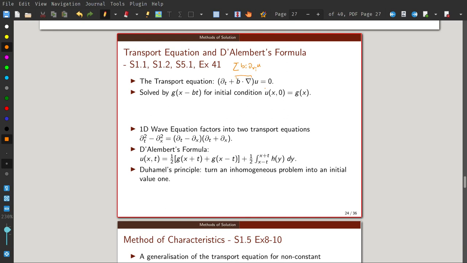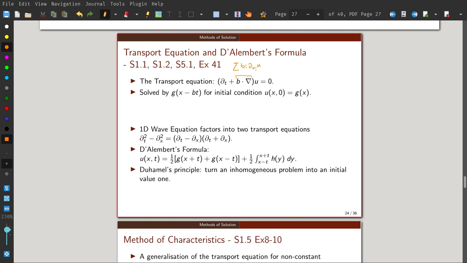So in the script, we solve this more or less just by giving the solution, which is of this form. And we will check in a moment that this does actually solve the transport equation. We could also solve it by the method of characteristics, which we'll talk about next. But we can also solve it by a change of coordinates.